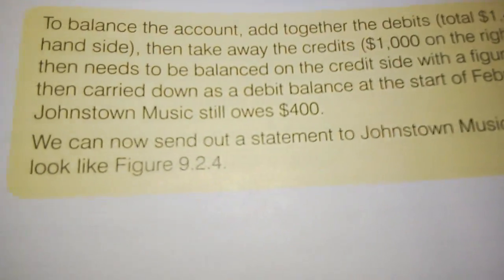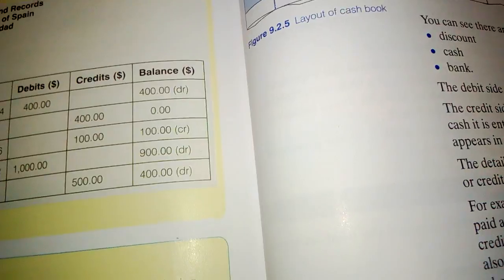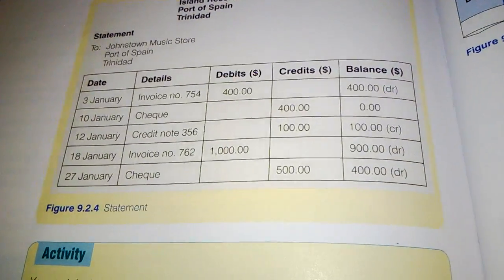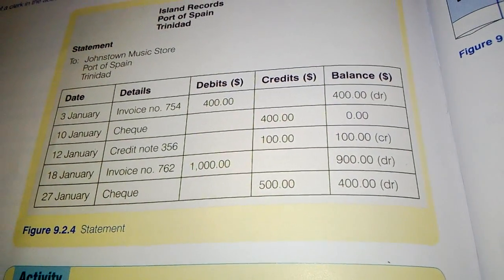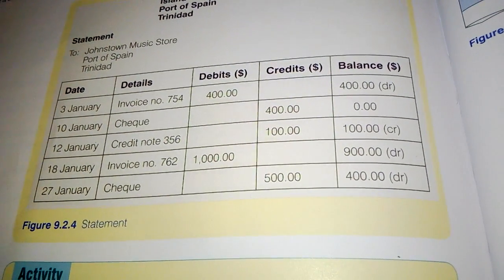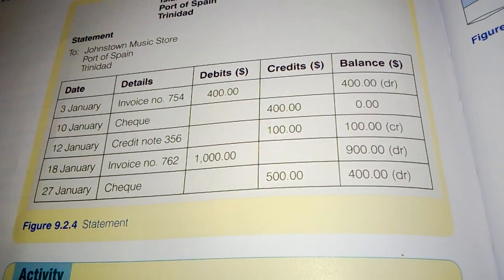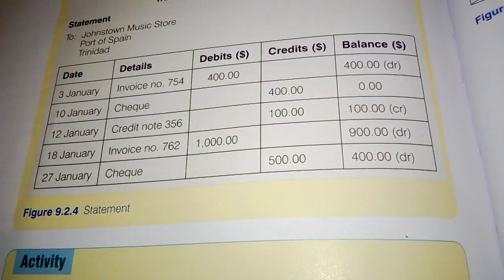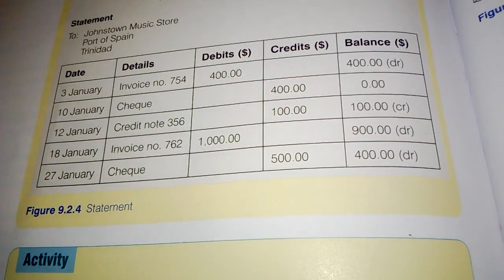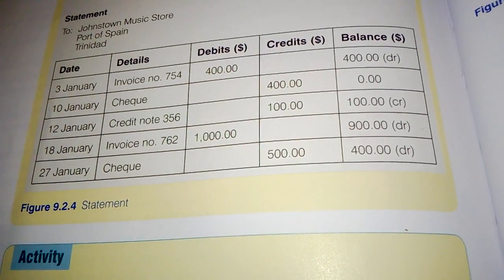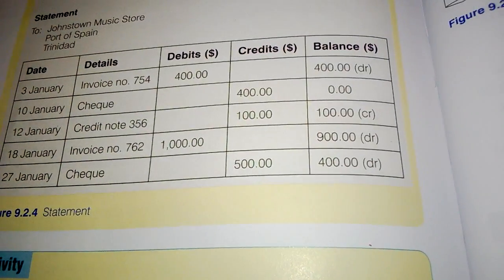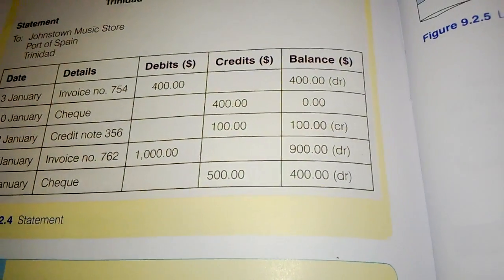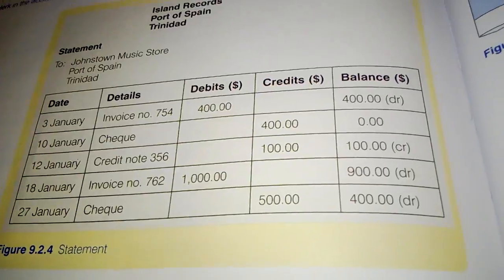The statement will look like this one, right? So the statement will show the transactions. This one would have been the first transaction of $400, right? And the payment that was made, and the returns, and the sales transaction of $1,000, and the payment that was made of $500, right? So that is what the statement would look like. All right, so there you have it.